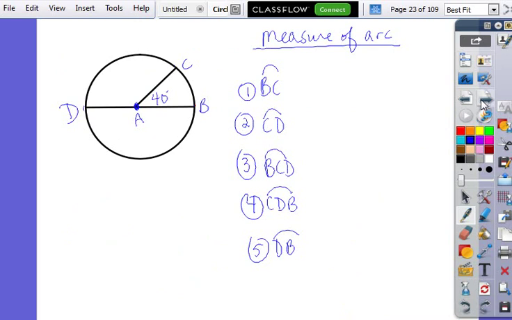All right, when we're trying to find the measure of the arc, that's the number of degrees it would take to go around the circle. How many do we have total for a circle? 360 for the total circle.